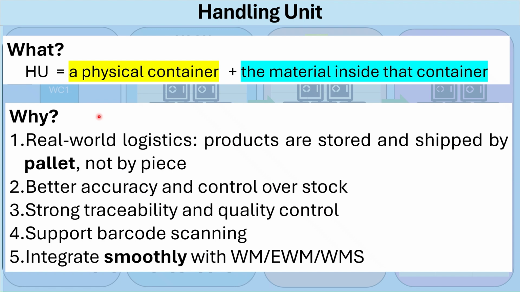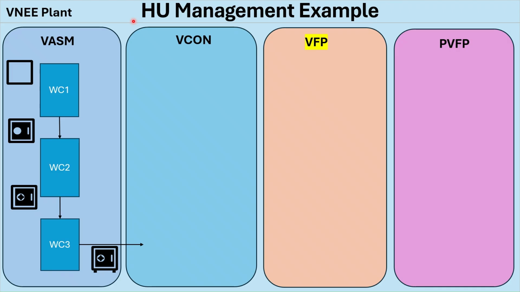First, in real-world logistics, products are stored and shipped by pallet, not by piece. Second, better accuracy and control over stock. Third, it supports strong traceability and quality control. Fourth, it supports barcode scanning. Fifth, it is easy to integrate smoothly with other modules like WM, EWM, or WMS. And this slide is a handling unit management example.